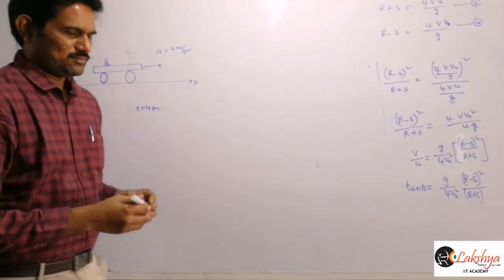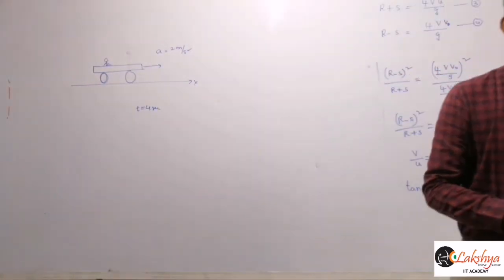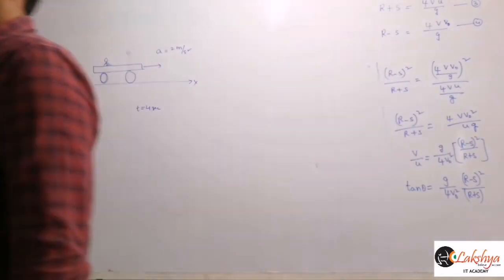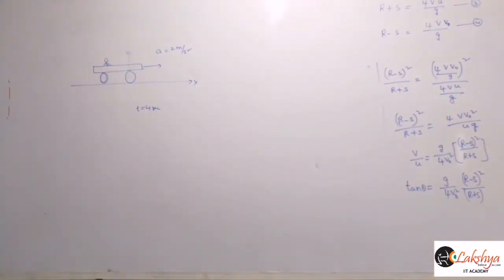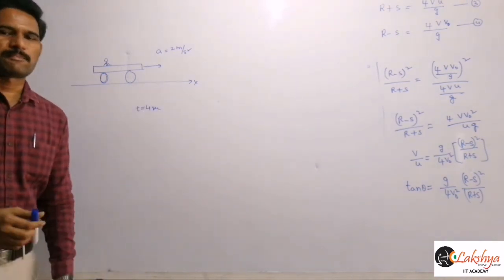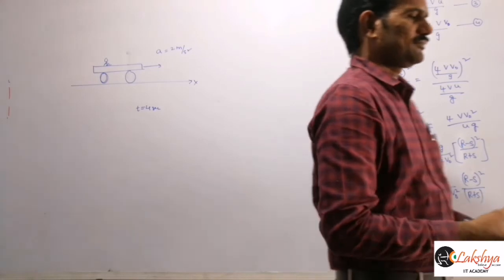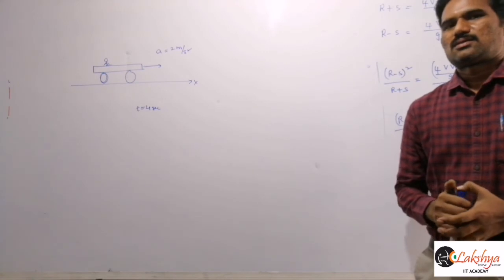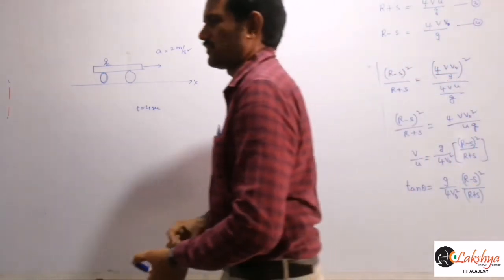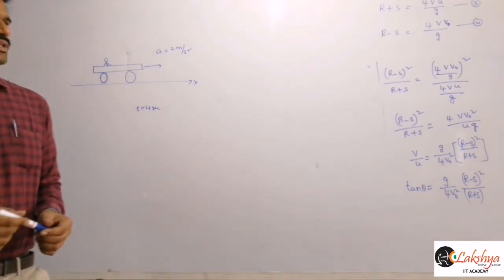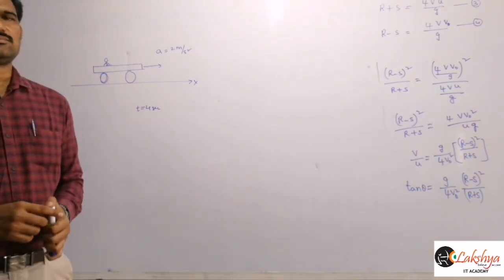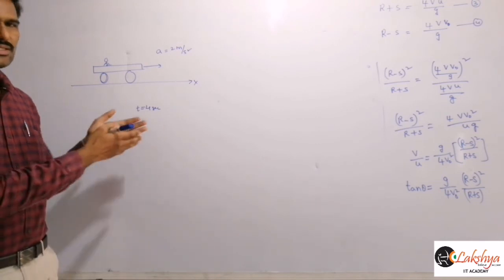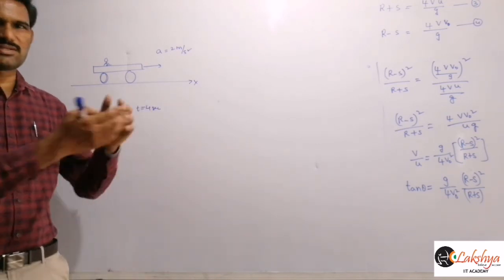So mention the problem. A truck is accelerating along the x-axis at a rate of 2 meter per second square, starting from origin at t is equal to 0. And this acceleration is along x-axis, I mentioned here. Truck is accelerating along x-axis.